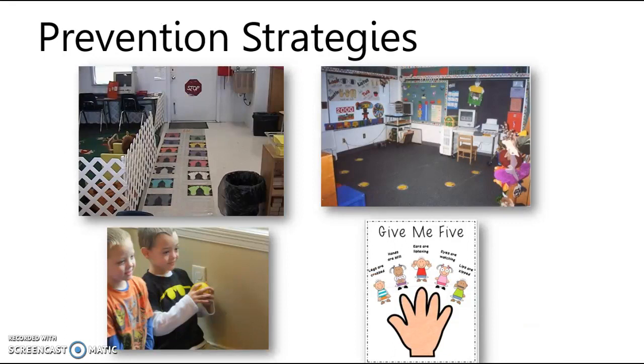Some other prevention strategies might be some tools to help children learn how to line up. You can see the colored feet up there. That gives the teachers some flexibility in how children line up. So Joey, you're going to be on the orange feet, and Melissa, you are going to be on the blue feet, because maybe you need to split those 2 children up, for example.